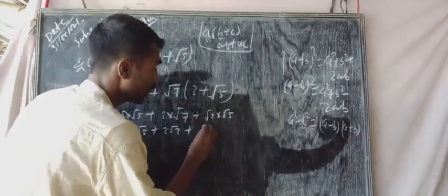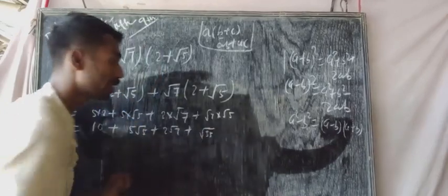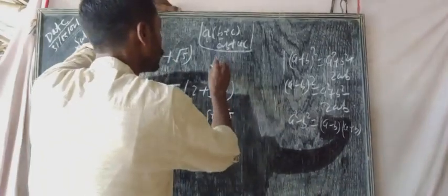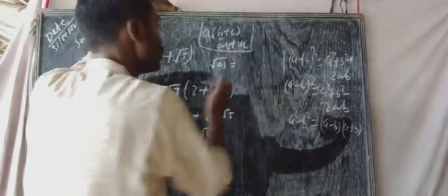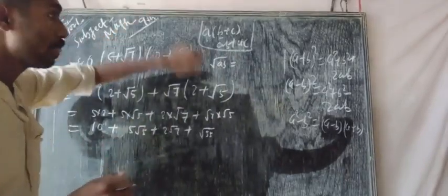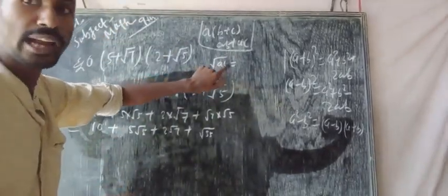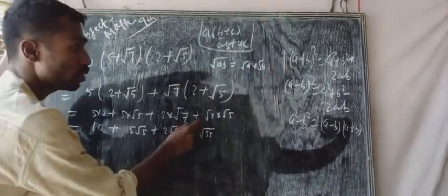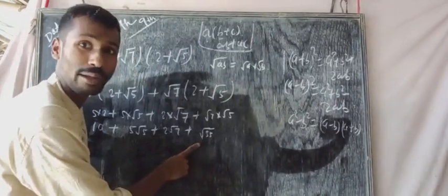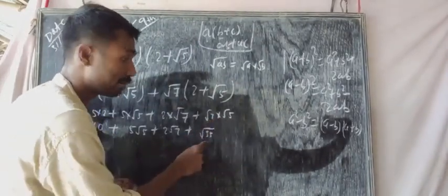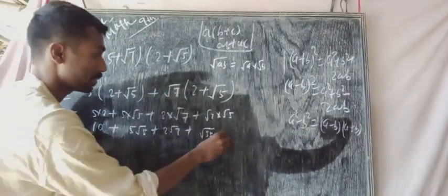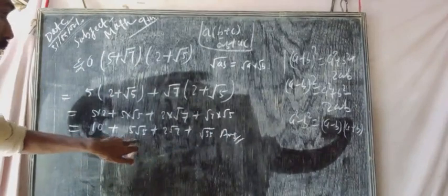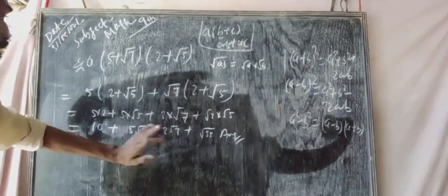root under 35, because as we know, root of (a into b) can be written as root a into root b. Similarly, root 7 into root 5 is root under 35, because 7 into 5 is 35. This is the answer. Look at these terms: root 7, root 35 can't be added.